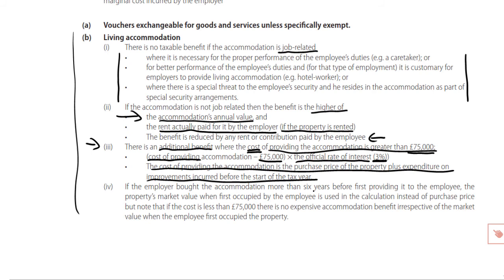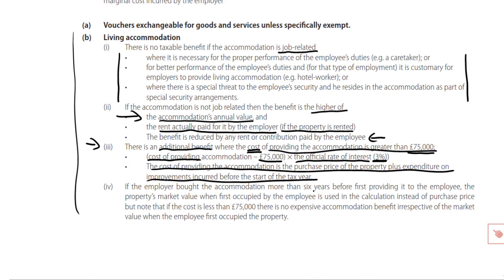Look very carefully, therefore, where they give you a list of capital expenditure incurred, because if any of that is within the current tax year, that is ignored in working out the expensive accommodation benefit for this year. It will be taken account of in working next year's benefit.